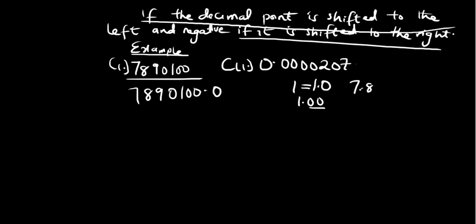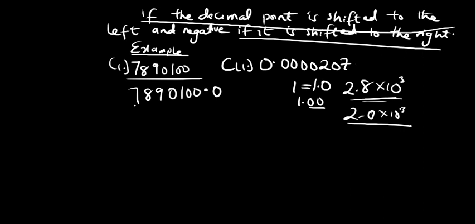Whenever you want to express a number in standard form, it should look like this, maybe 2.8 times 10 raised to power 3, or 2.0 times 10 raised to power 3. That is what we call standard form. For me to make this number be in this form, I will be shifting the decimal point one place at a time until it reaches this place.